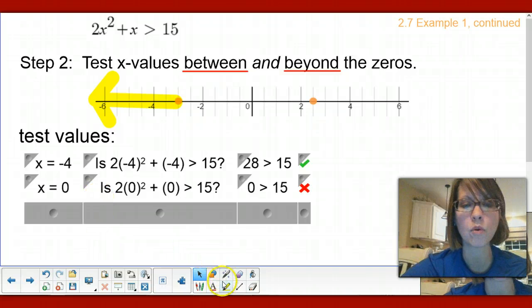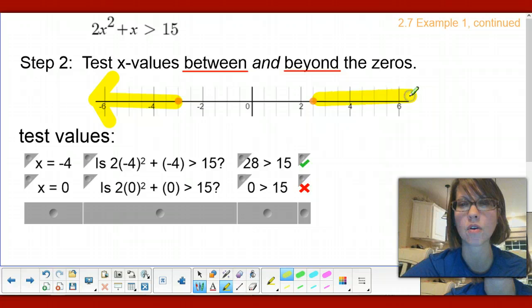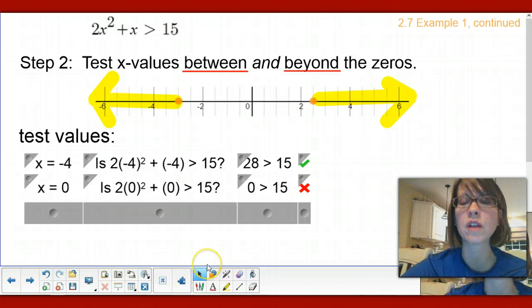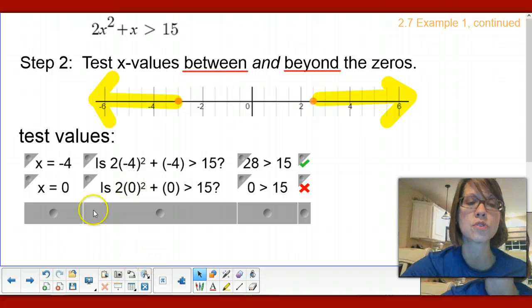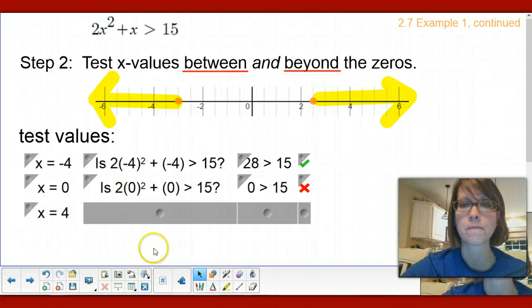Now we have one more beyond region to check, and that's this region over here. We need to check an x value that lies on this right side, and I chose +4.